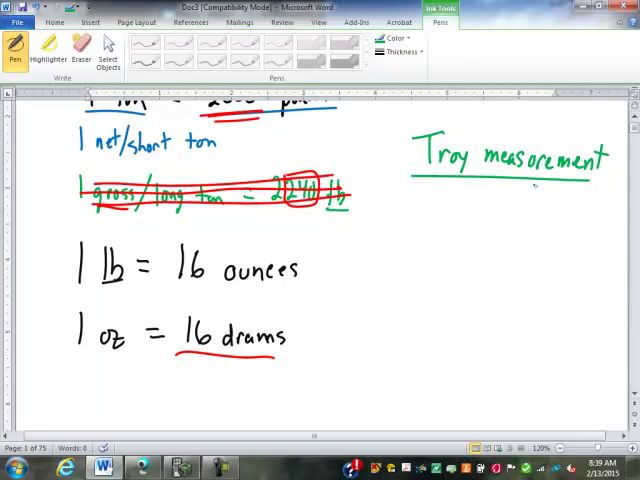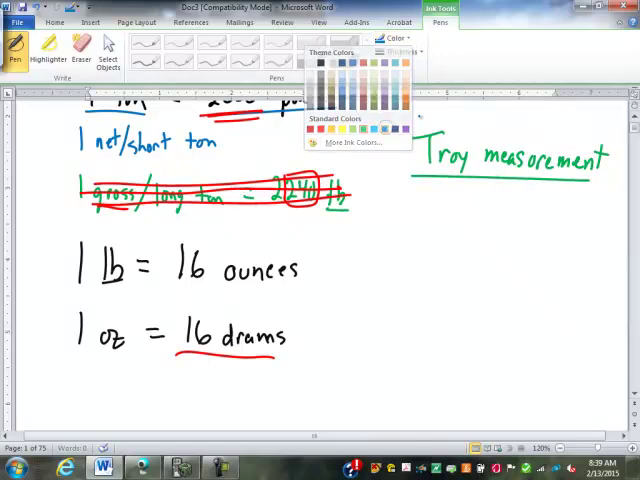One of the flaws with the standard measuring system is that a pound in the United States and a pound in Europe and a pound in Asia was not necessarily the same. There were imperial pounds, there were standard pounds. I mean, they weren't standardized from one place to the next. So the island of Troy had their own pounds and ounces that were different than everybody else's, but they were adopted for precious metals.